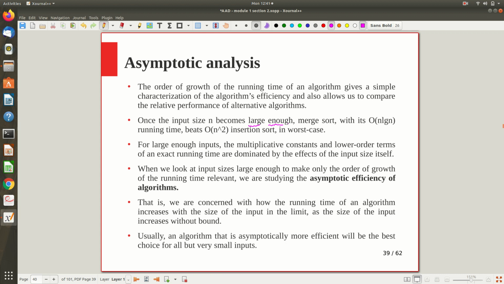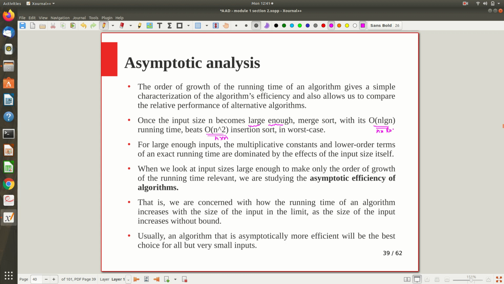For example, for a large input value, merge sort takes n log n time. Hope you remember how it takes n log n; that derivation we will see later. And n square time is taken by insertion sort. Out of n square and n log n, which is smaller? Here it is n into n, and here it is n into log n.